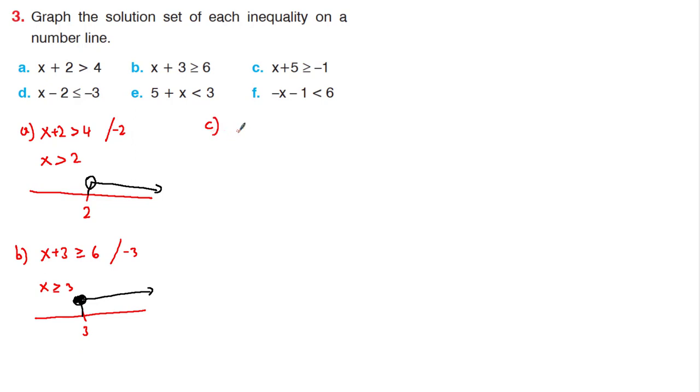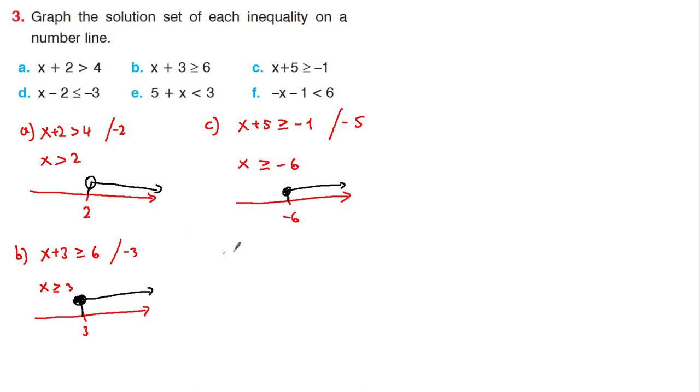Under C, we have x plus 5 is greater than or equal to negative 1. Let's subtract 5, so x is negative 1 minus 5, it's negative 6. Again, represented on the number line, negative 6 is somewhere here, so x would be all values of x that are greater than or equal to negative 6. By the way, we can add here some arrows to point the positive direction of the number line.